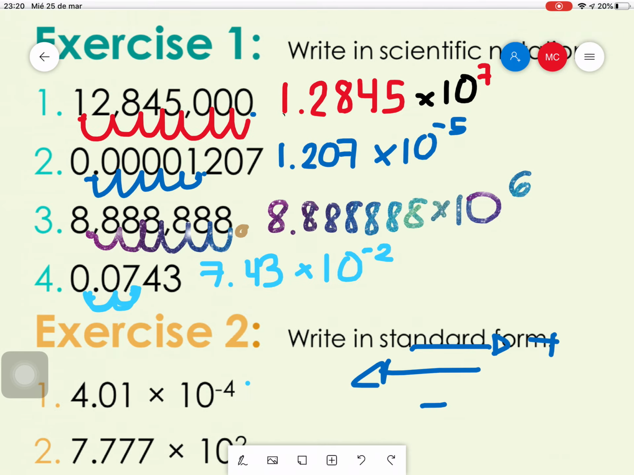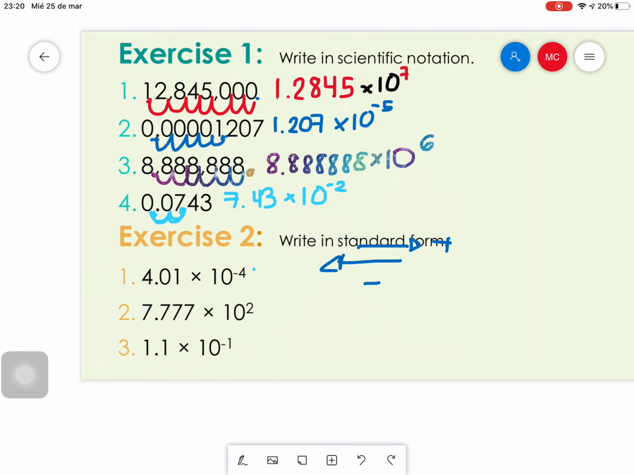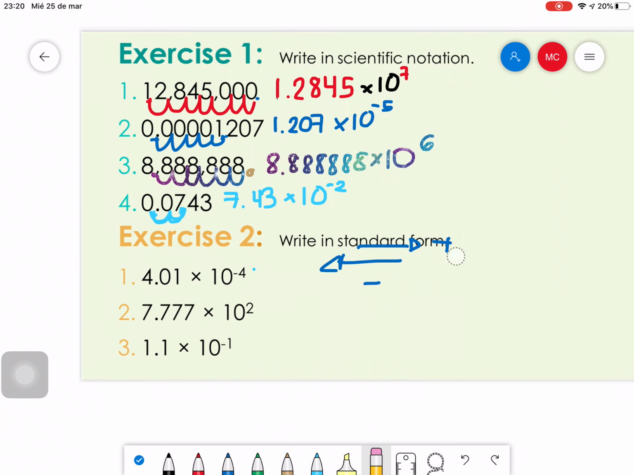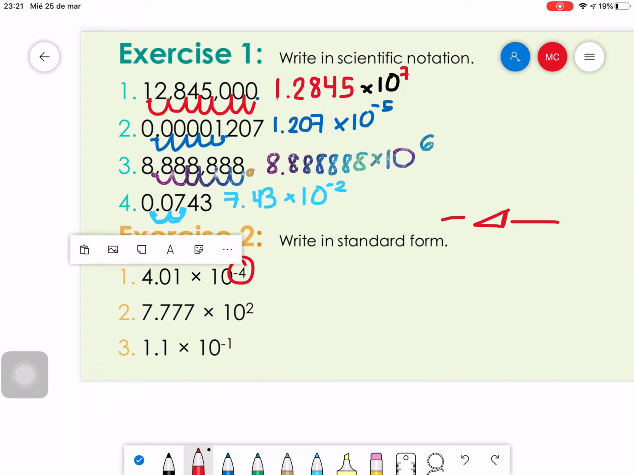Now, second exercise. It is easier. It says convert them or write them into standard form. So it was 4, 0, 1. It says that it is to the negative power of 4. So if it is a negative power, I know I move to the left. Entonces, then I need to move this point to the left.